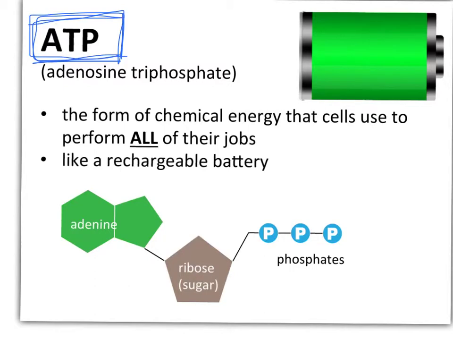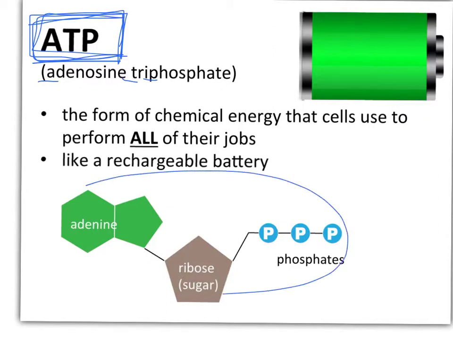If you want to know what it stands for, adenosine triphosphate, but you don't need to memorize that if you don't want to. ATP is what we call it. ATP is just the form of chemical energy that cells use to perform all their jobs. It's kind of like a rechargeable battery. So your cells can charge up ATP using the energy from glucose, and then they use it to do stuff. Your muscle cells use loads of ATP every time you move, and when that ATP gets drained, it can get recharged.